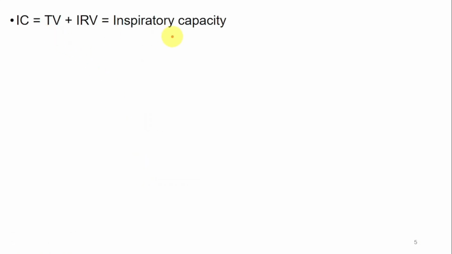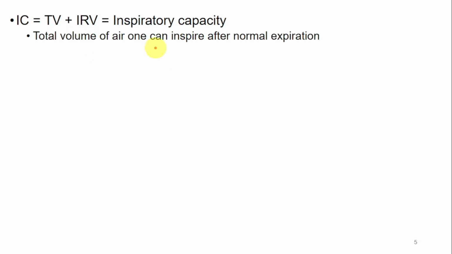IC. This is inspiratory capacity. So you get TV plus IRV. When you add this, you will get the IC value, the inspiratory capacity value. Now think of the definition. What are you doing here? In this case, TV, the respiration is normal. And then there is additional volume which is inspired by forcible inspiration. So the definition will go in this way: total volume of air one can inspire after normal expiration. So it will tell you about your inspiratory capacity.